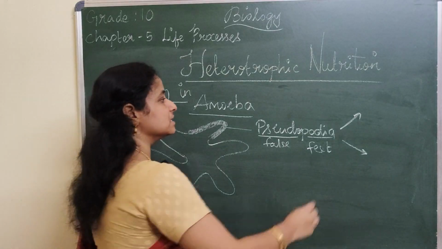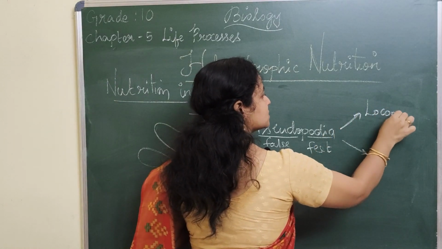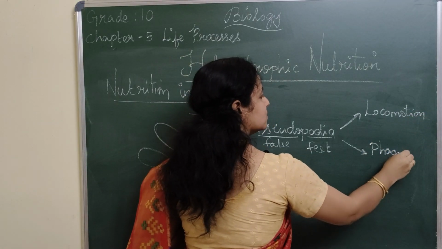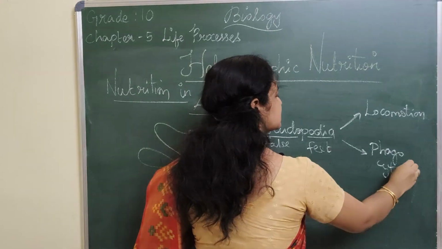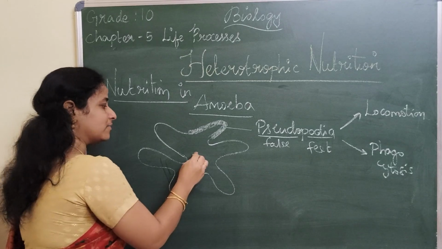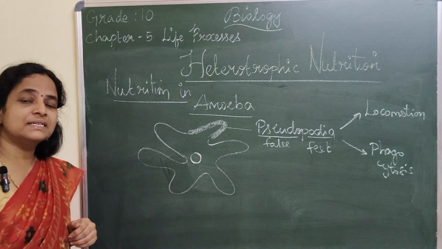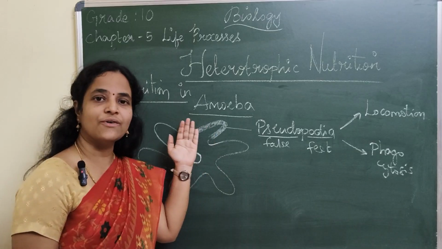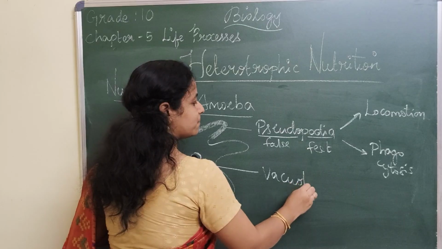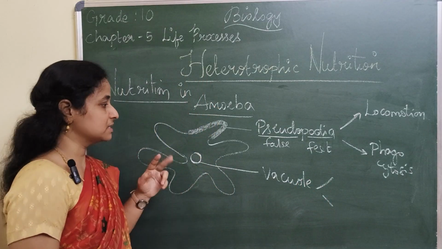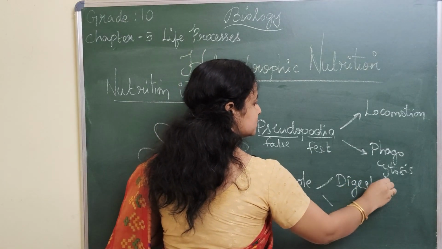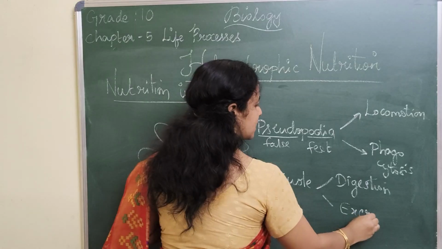So the function of pseudopodia is it helps in locomotion as well as phagocytosis. It does two functions. One is locomotion. The other function is phagocytosis. I'll tell you what is this. First we'll go with the outer structure. Then it has an internal vacuole. This vacuole plays a major role in the nutrition of amoeba. So vacuole. Again, vacuole plays two important functions. One is digestion and the other is excretion in amoeba.